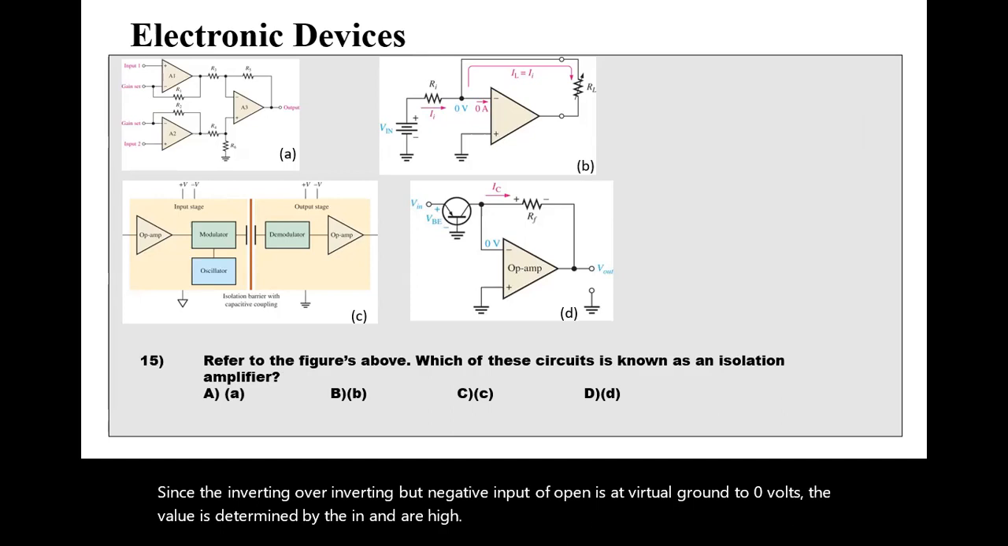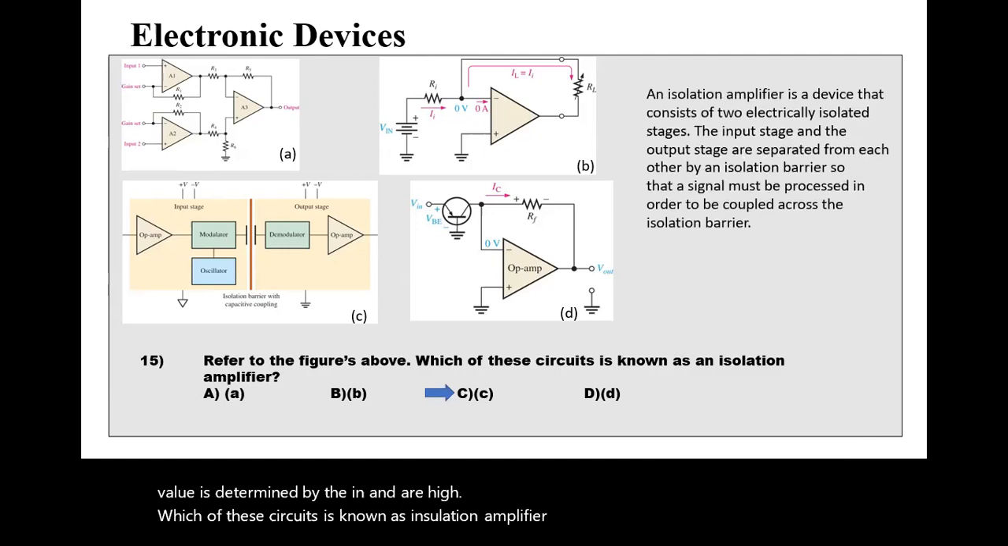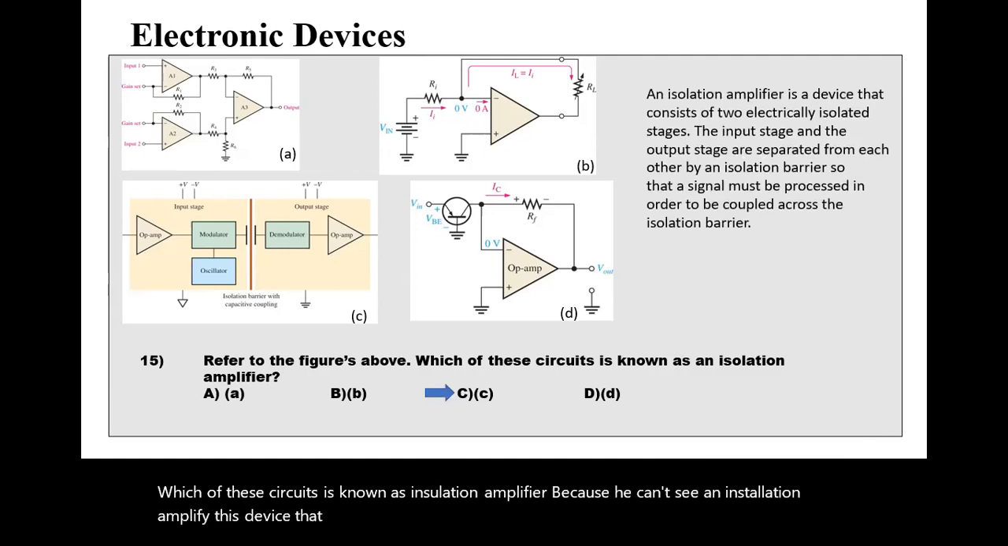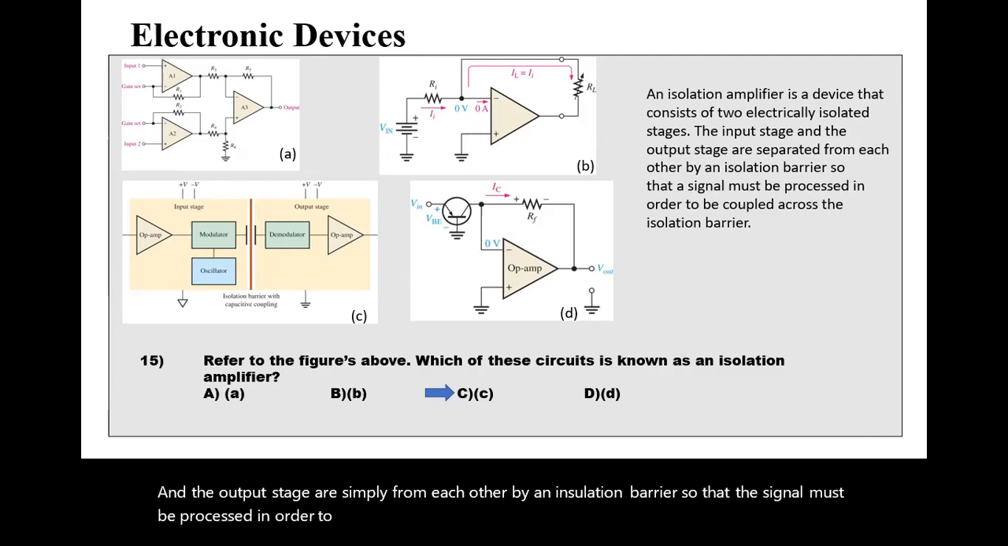Which of these circuits is known as an isolation amplifier? The correct answer is C. An isolation amplifier is a device that consists of 2 electrically isolated stages. The input stage and the output stage are separated from each other by an isolation barrier, so that the signal must be processed in order to couple across the isolation barrier. Here in this particular case, you can see the isolation barrier is basically a capacitor.